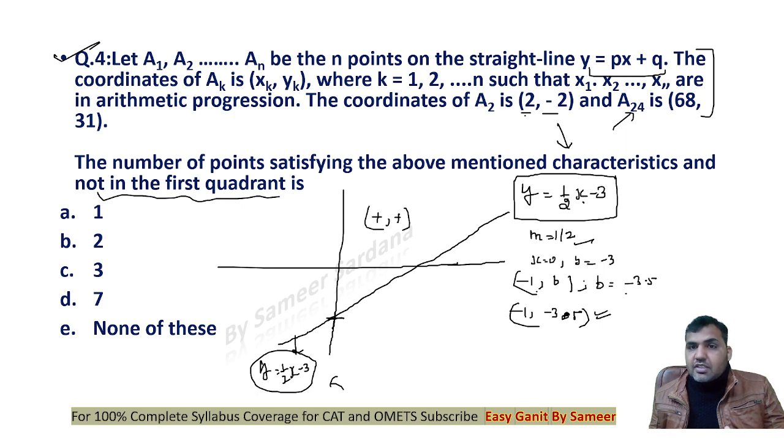If I look at the second point, x is 2 here, but then y is -2. Again, abscissa is positive and ordinate is negative. So 2 and -2 will also not be in the first quadrant.